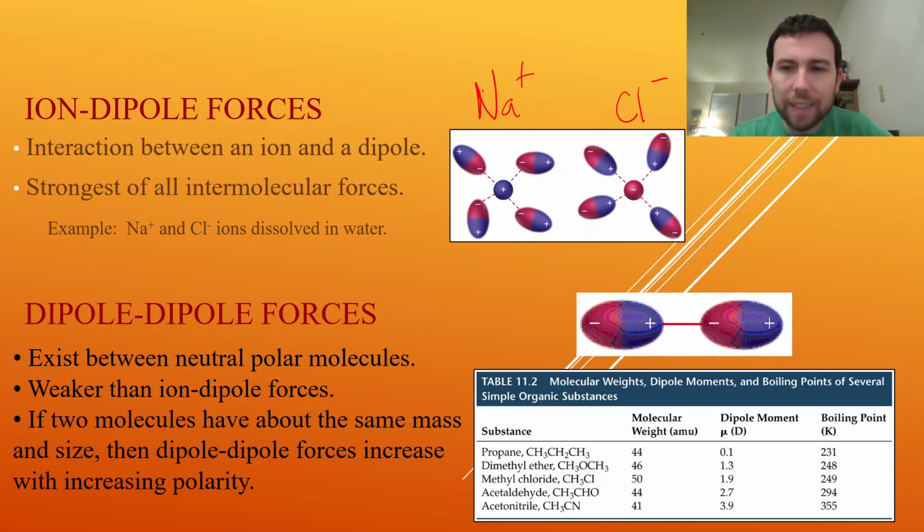As you can see, as we increase the dipole moment, look at propane, certainly not a very polar molecule, it has a boiling point of 231. But as we keep moving down, we see that as the dipole moment increases, we get an increase in the boiling point. So it's indicating that the dipole-dipole interactions would be strongest in acetonitrile in this particular diagram. I hope that makes sense.